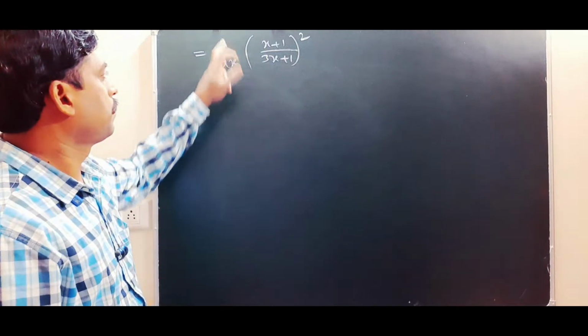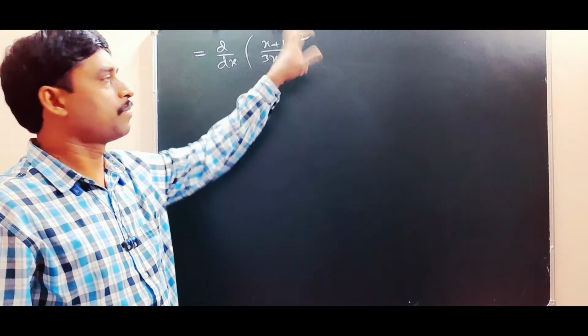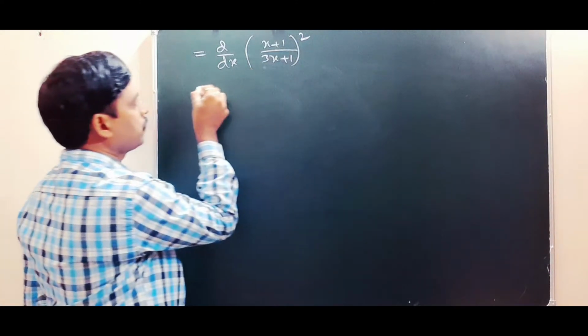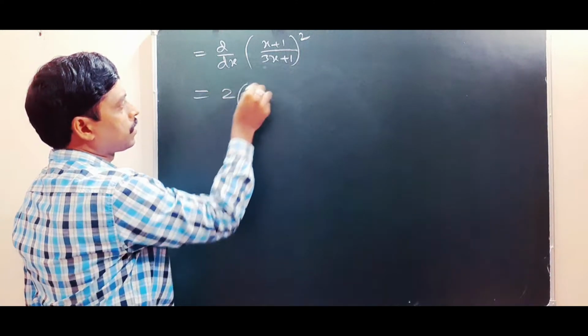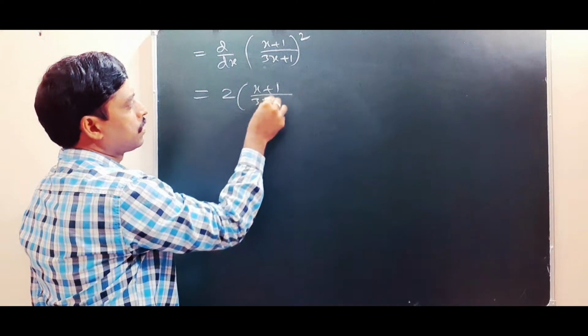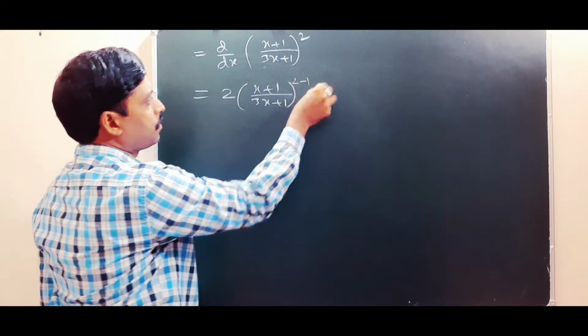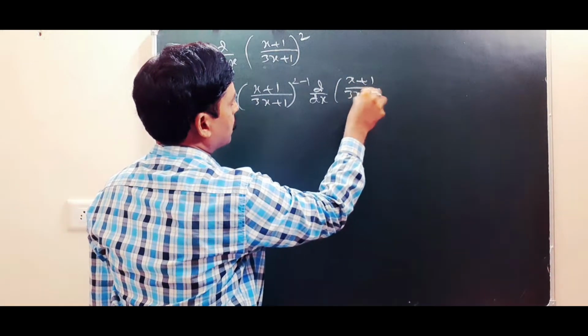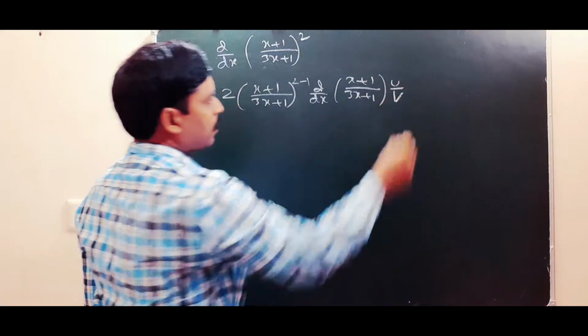Okay, so d by dx of ((x plus 1) by (3x plus 1)) whole square. We should apply the x to the power n derivative: n into x to the power n minus 1 into d by dx of x. So it is 2 into ((x plus 1) by (3x plus 1)) to the power 2 minus 1 into d by dx of (x plus 1) by (3x plus 1). This is applying the u by v formula.